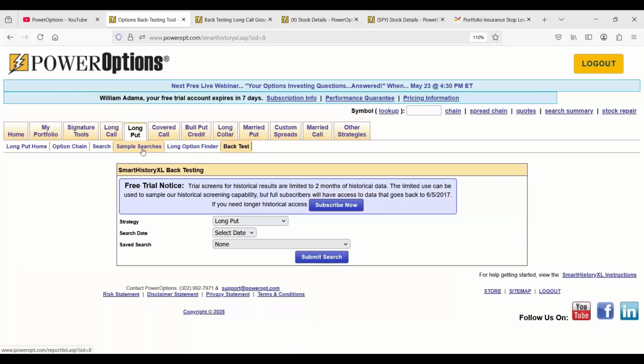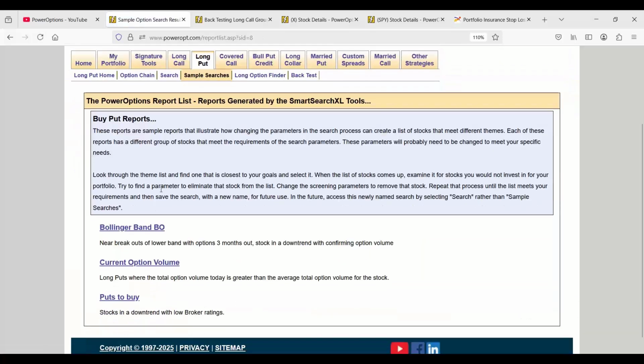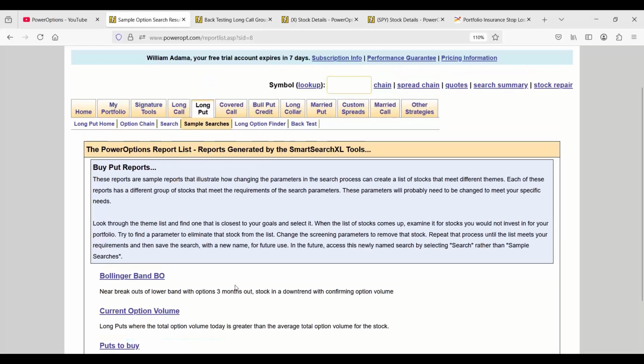In addition to that, in each strategy, there's sample searches: Bollinger Band breakout, current option volume, looking for ones where the option volume today across the entire chain for that particular stock is higher than the average 90-day total volume for the stock. Puts to buy stocks in a downtrend with low broker ratings. Just some other theme criteria that you can use. But the preference for me would be under long calls.